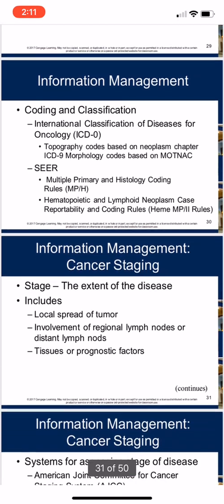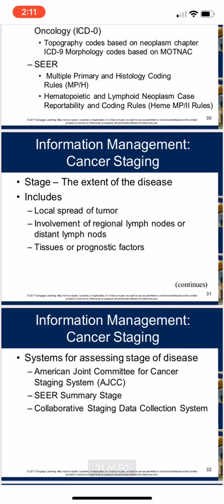All right, we're going to move down to our cancer staging. The stage of the cancer refers to the extent of the disease. Assessing the stage of the disease can assist the physicians in determining the appropriate treatment and in determining the patient's progress or prognosis. The stage of the disease includes the local spread of the tumor, involvement of regional lymph nodes, involvement of distant lymph nodes or tissues, and prognostic factors.